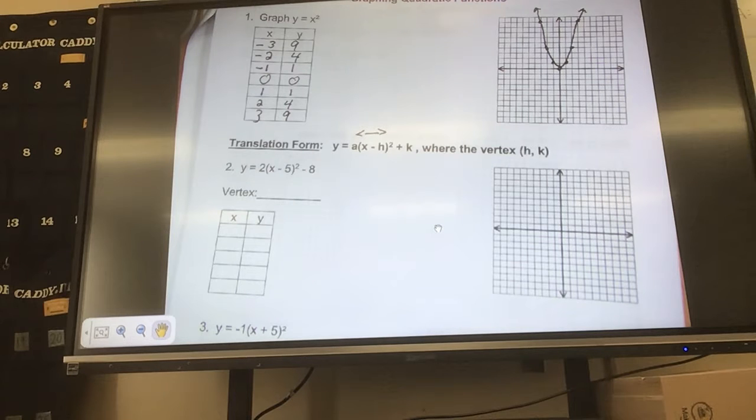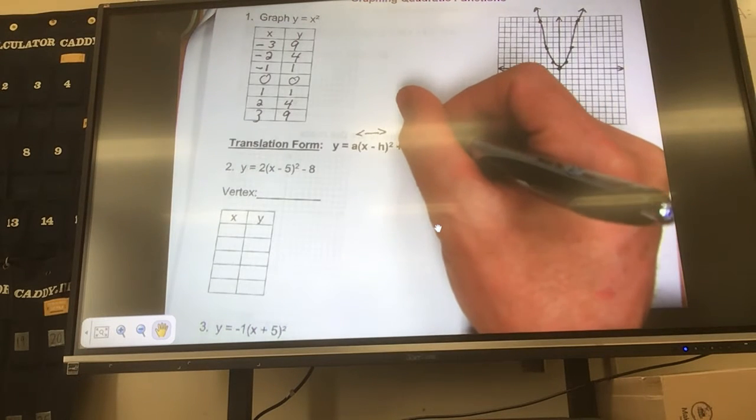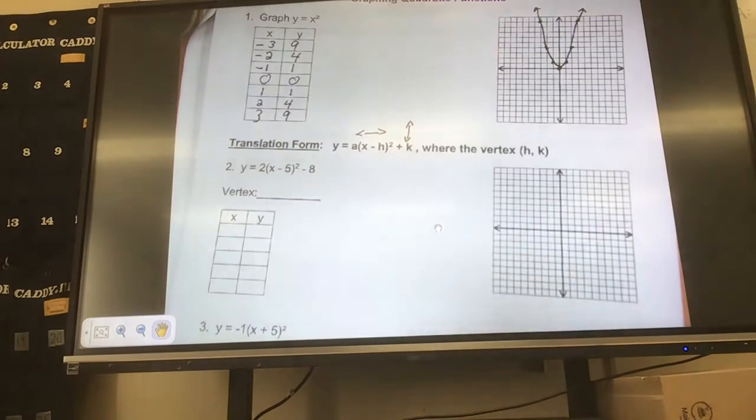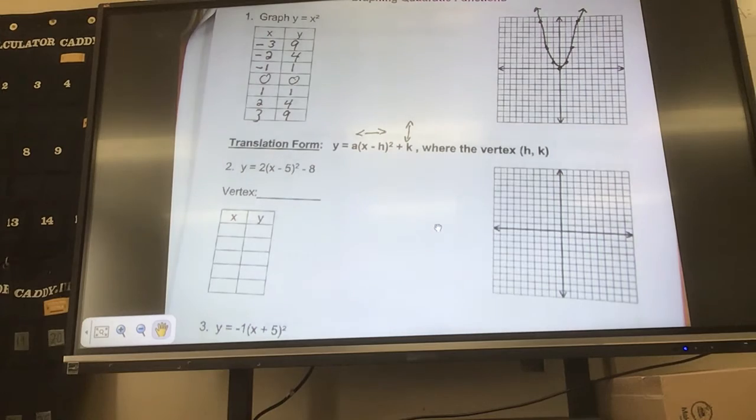You would actually go to the left 3, a negative 3. Outside, anything added or subtracted to the end is my vertical movement. That's when my friends tell me, hey, let's go up 3 blocks, we go up 3 blocks. Let's go down 3 blocks, we go down 3 blocks. So it's exact. So it's opposite here, exact there. That'll give me my vertex.